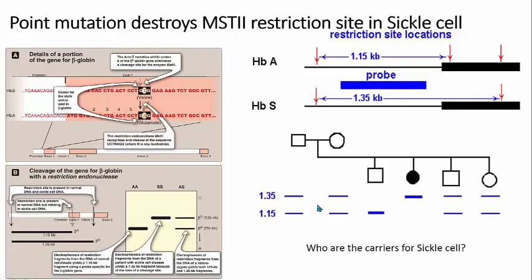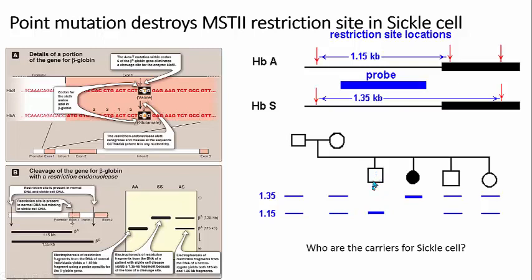Now, when we look at this pedigree down here, we see people with sickle cell have a 1.35 kilobase fragment, but the people who have normal hemoglobin, hemoglobin A, have a 1.15 kilobase fragment. So this person has both types of fragments, both sizes. So this person is a heterozygote. This person is a heterozygote. So both of these people are carriers for hemoglobin S, or sickle cell anemia.